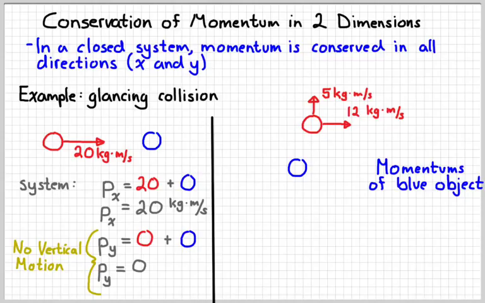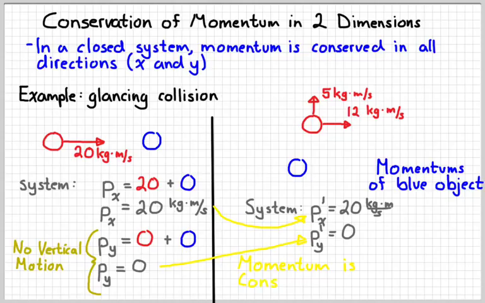Now, if it weren't for the fact that the collision was glancing, we probably wouldn't care about that. But because we end up with an object going up and an object going down, it's important to realize that vertical momentum is 0. Now the momentum of my system is going to be conserved in the x direction, so afterwards my momentum will be 20 kilogram meters per second, and the vertical momentum will still be 0. We know that because momentum is being conserved. There's no outside forces acting on this thing.